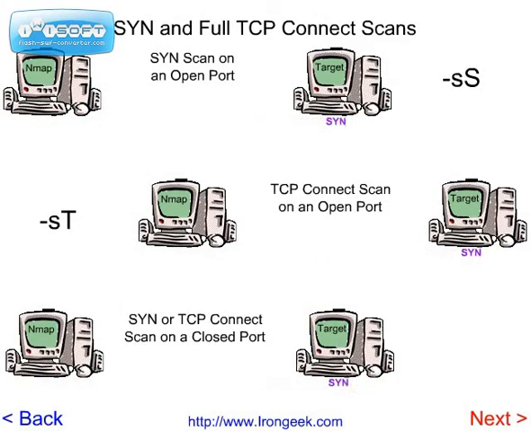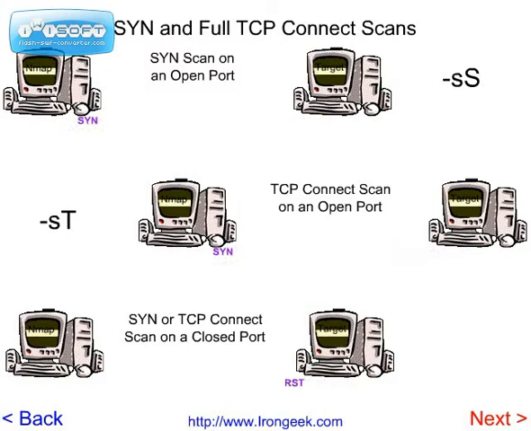Nmap has the ability to do all sorts of scans, but the two most common are SYN and TCP Connect scans. The top animation illustrates a SYN scan, which is the default scan type if you are logged in as root. Nmap will send a SYN packet to a certain port on the target host. If that port is open, the target will send back a SYN acknowledge packet. Now that Nmap knows that the port is open, it sends a reset packet to break the connection.